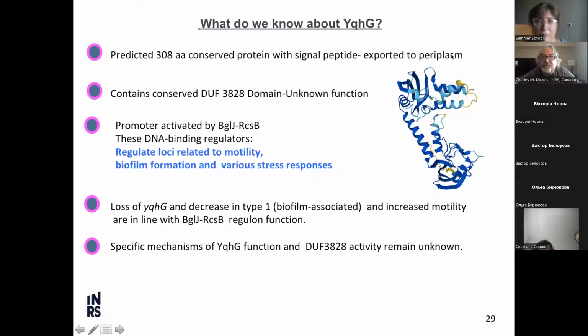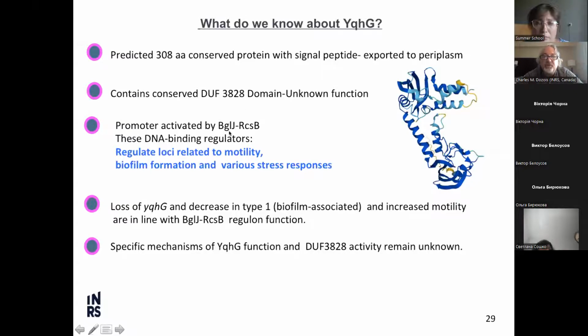And so what is this YQHG? That's a great question. My lab is more involved in molecular genetics, and I'm going to probably be working with some partners to do some of the biochemistry or protein aspects, if anybody's interested in that sort of thing. And so it's a 308 amino acid conserved protein that is periplasmic. It has a domain of unknown function, and there are a number of proteins that have this domain that remains unknown.